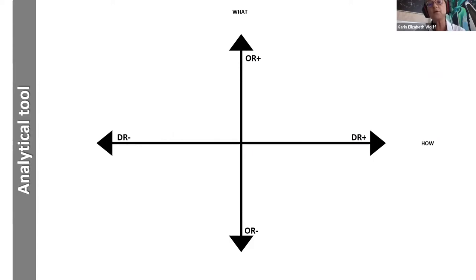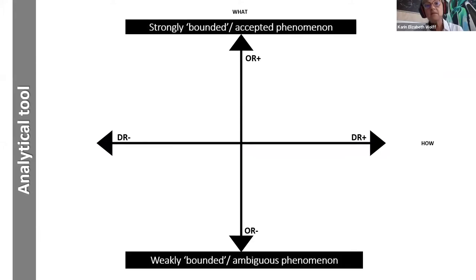It's an instrument that helps us to differentiate between the what and how of any knowledge practice. So this vertical axis is about what is being addressed in any practice, the phenomenon itself, how strongly bounded it is. So a strongly bounded phenomenon, concepts like gravity and laws of motion, et cetera, has what we call strong ontic relations. A weakly bounded phenomenon at the other end is one which needs a context, or it's ambiguous, or it really is different in different cases.